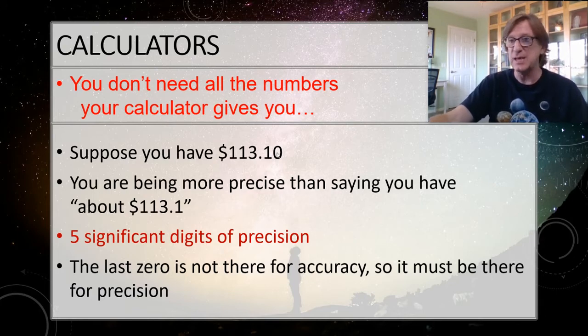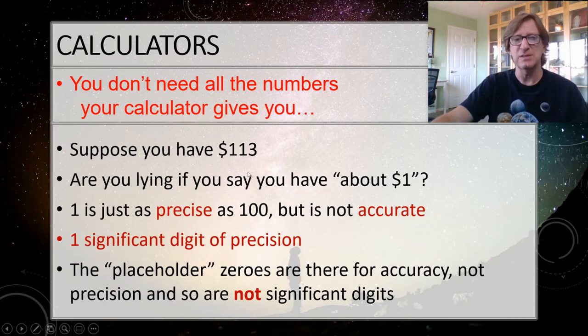So the simple test to decide if something is there for accuracy or precision: if it's there for precision, it's significant, so just cover up that number. If the number changes, then it's not precision, it's just there for accuracy. So let's look at this case. If I have 100 and I cover up those 2 zeros, the number is different, isn't it? Do you see that? And so therefore, those zeros right there are just placeholders.